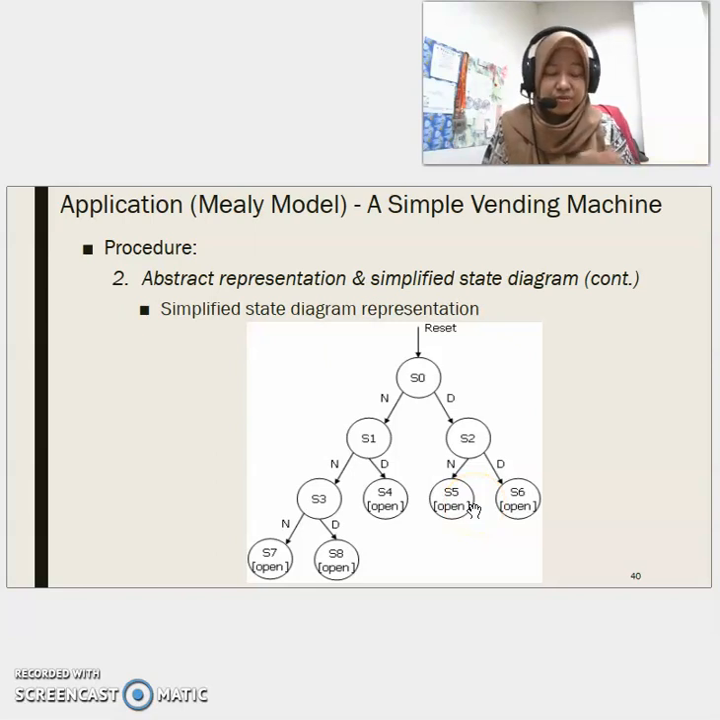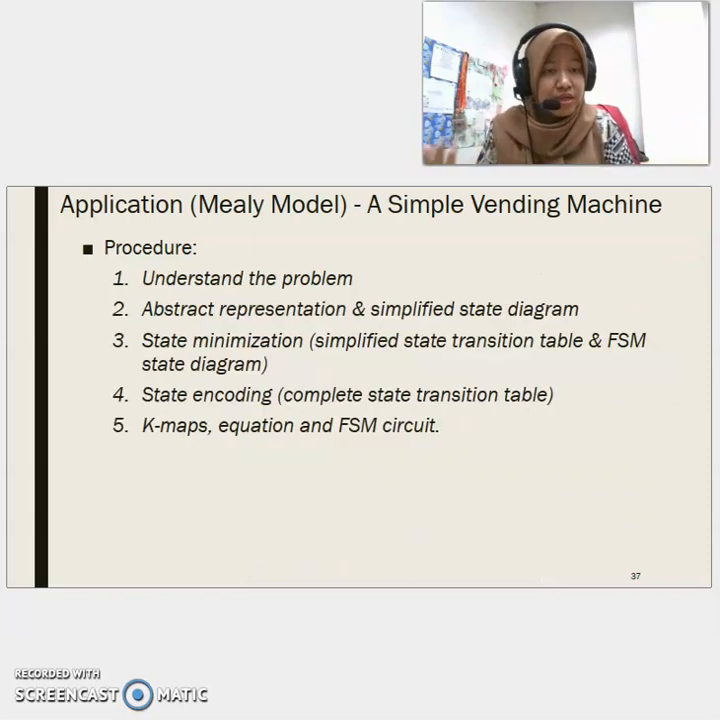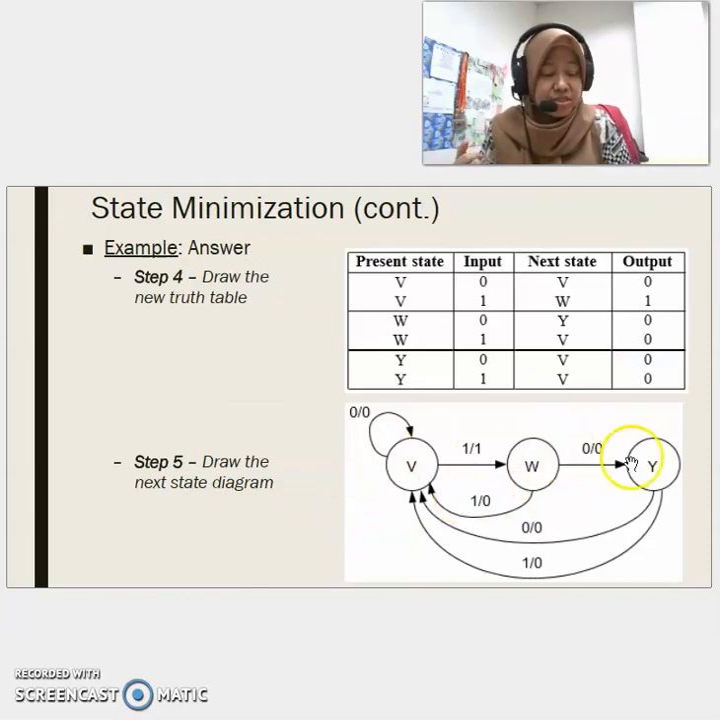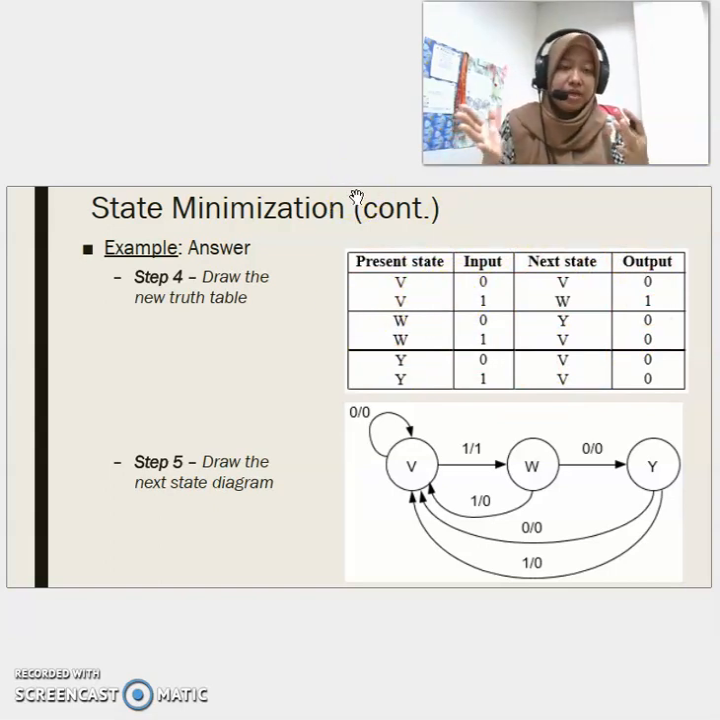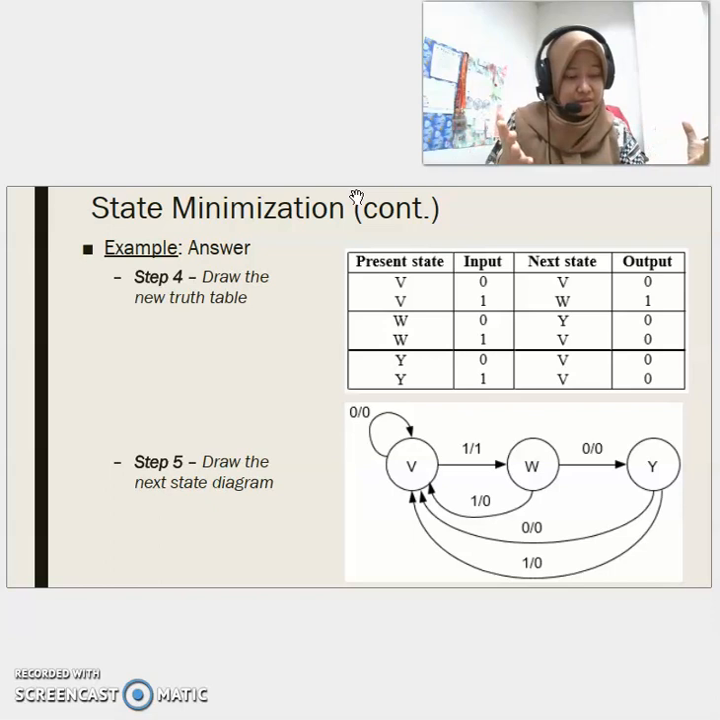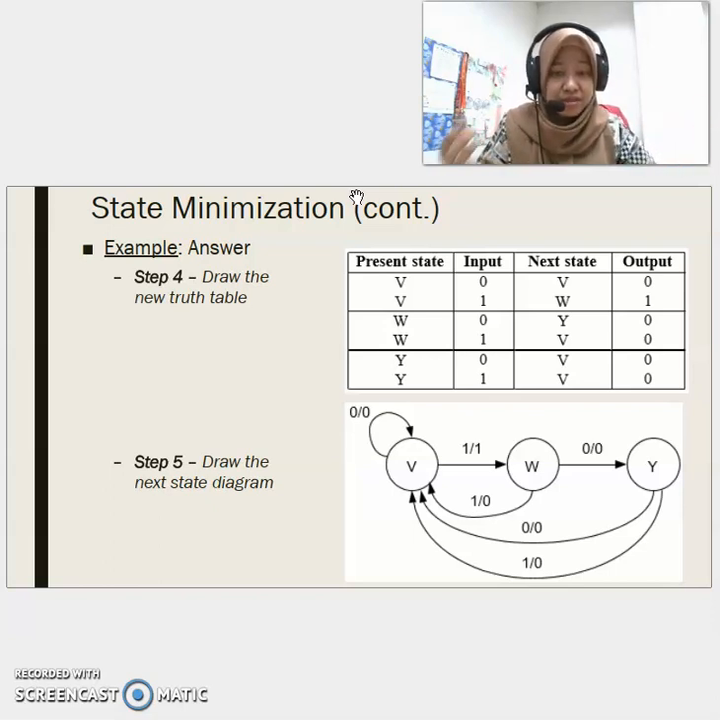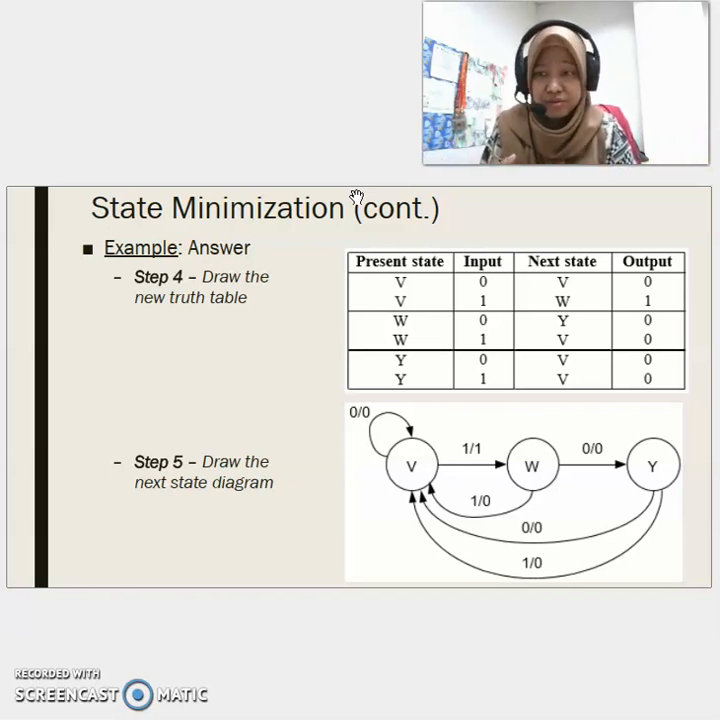So throughout the process, sometimes we need to do the state minimization process to clean up our state diagram to become something like this, so that it's easier for us to convert to the right truth table and also come up with the K-map for the equation, and the next one will be to come up with the circuit for our FSM. Alright, so I hope from this slide you know how to do the state minimization, and you also have some idea on why state minimization is important for FSM.